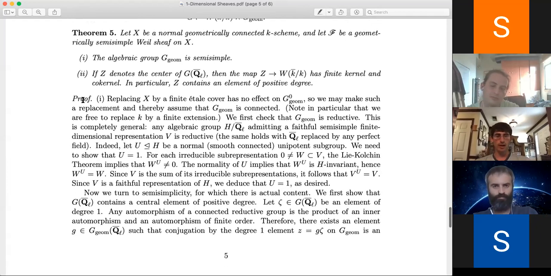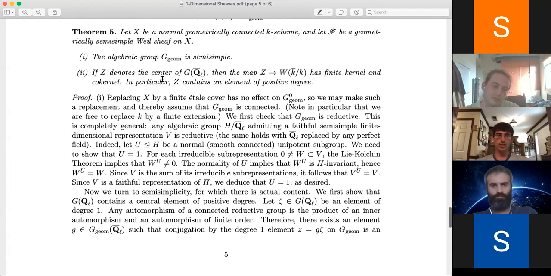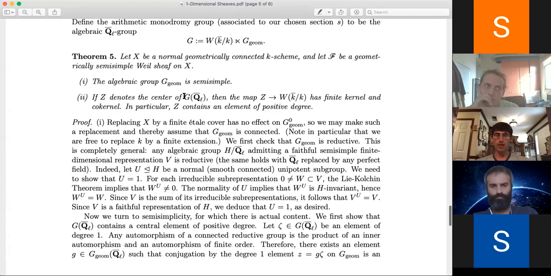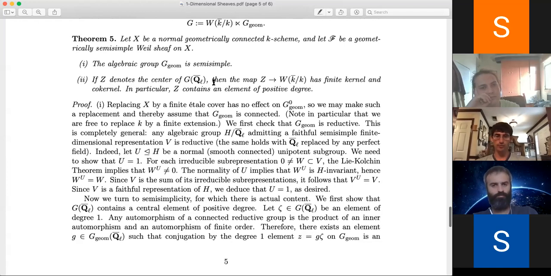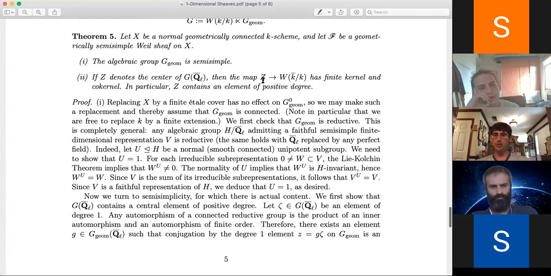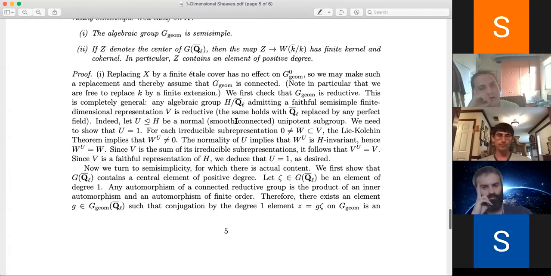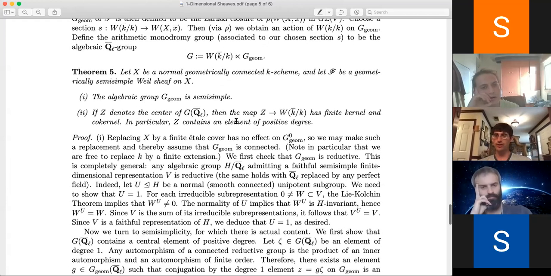Okay. And now the second condition: if Z is the center of the arithmetic monodromy group, which contains this geometric monodromy group, then the degree map from Z to the Weil group, which is just the integers, has finite kernel and co-kernel. In particular, finite co-kernel exactly says the center contains an element of positive degree. Okay? Is the statement clear?